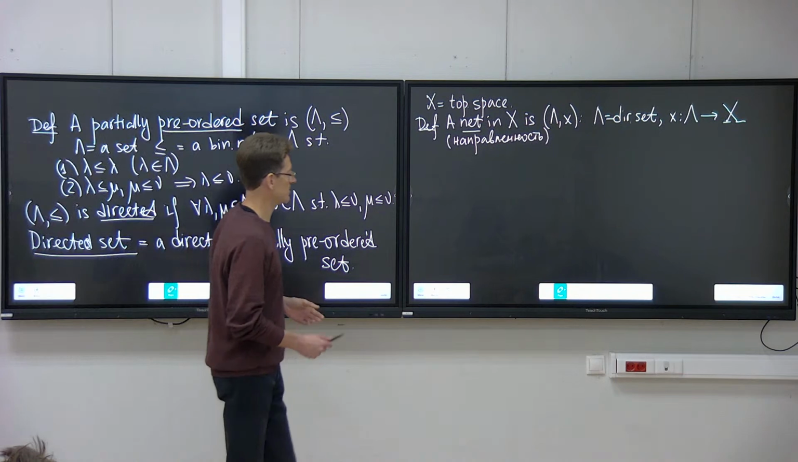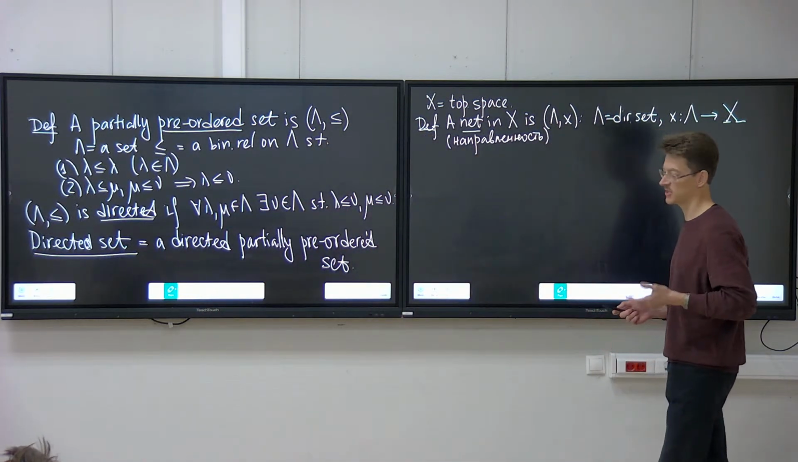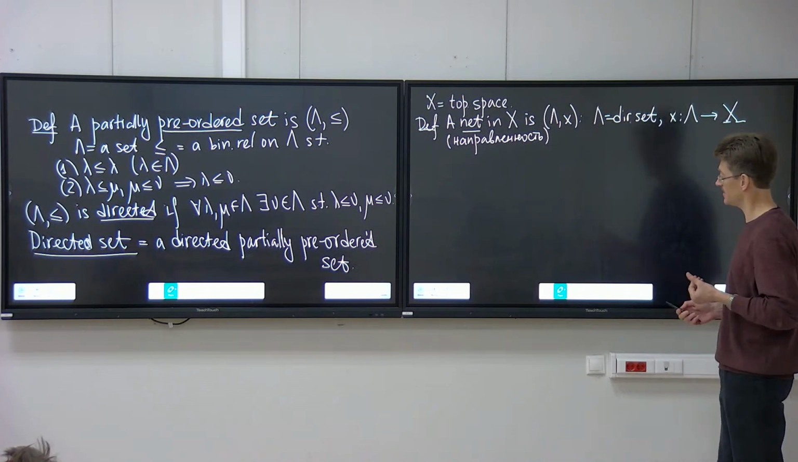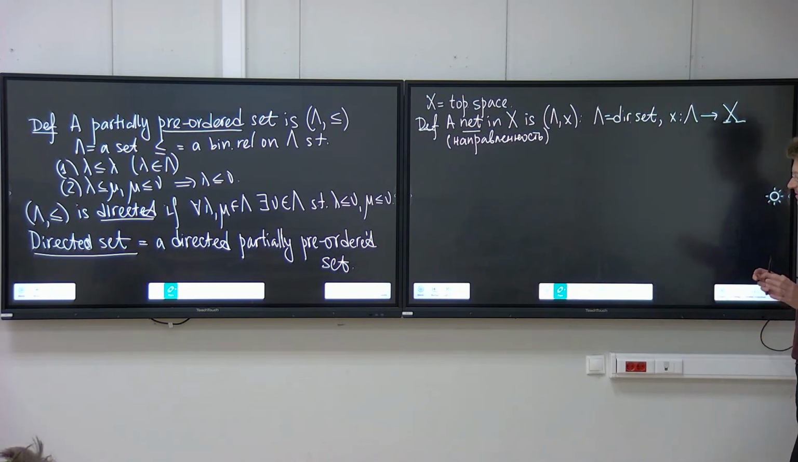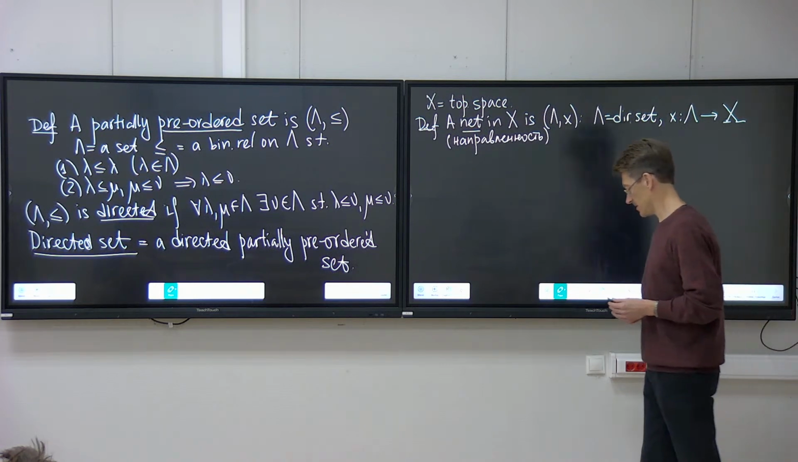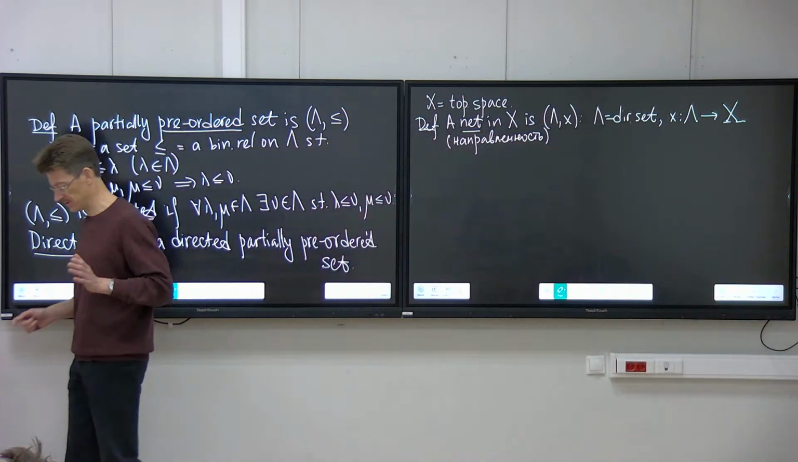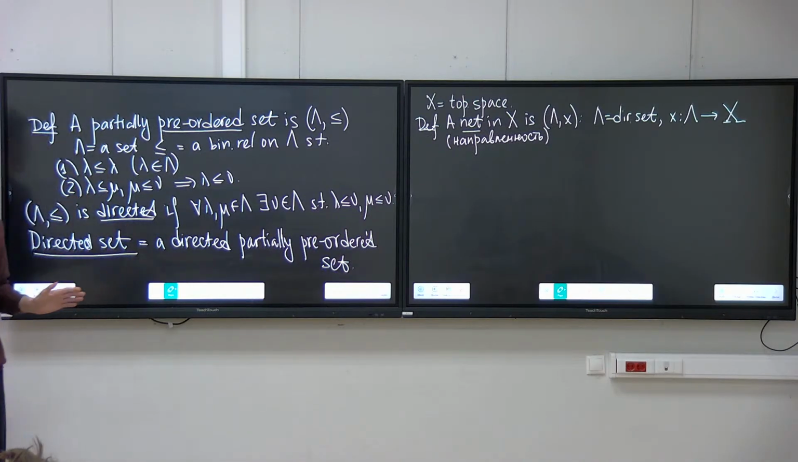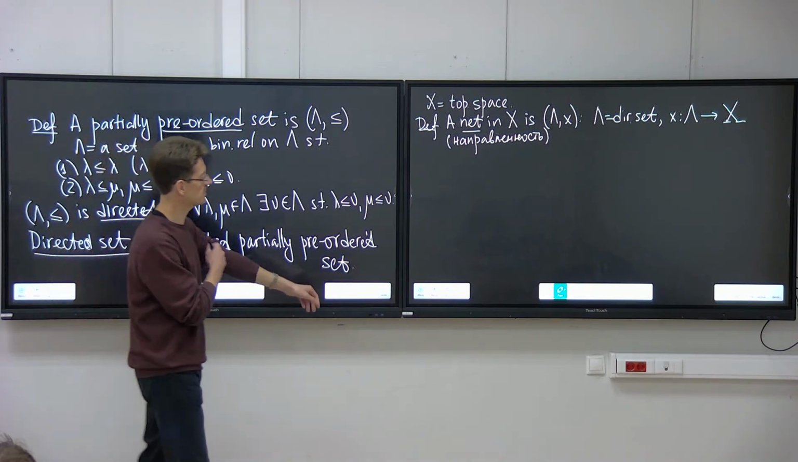The definition of a net can be given in the context of directed partially ordered sets. And in most cases it's reasonable. But there are some exceptions. The exceptions appear when we, so let me define convergence. Let's now recall what is a convergent net, and then I'll make some comments about this more general situation.